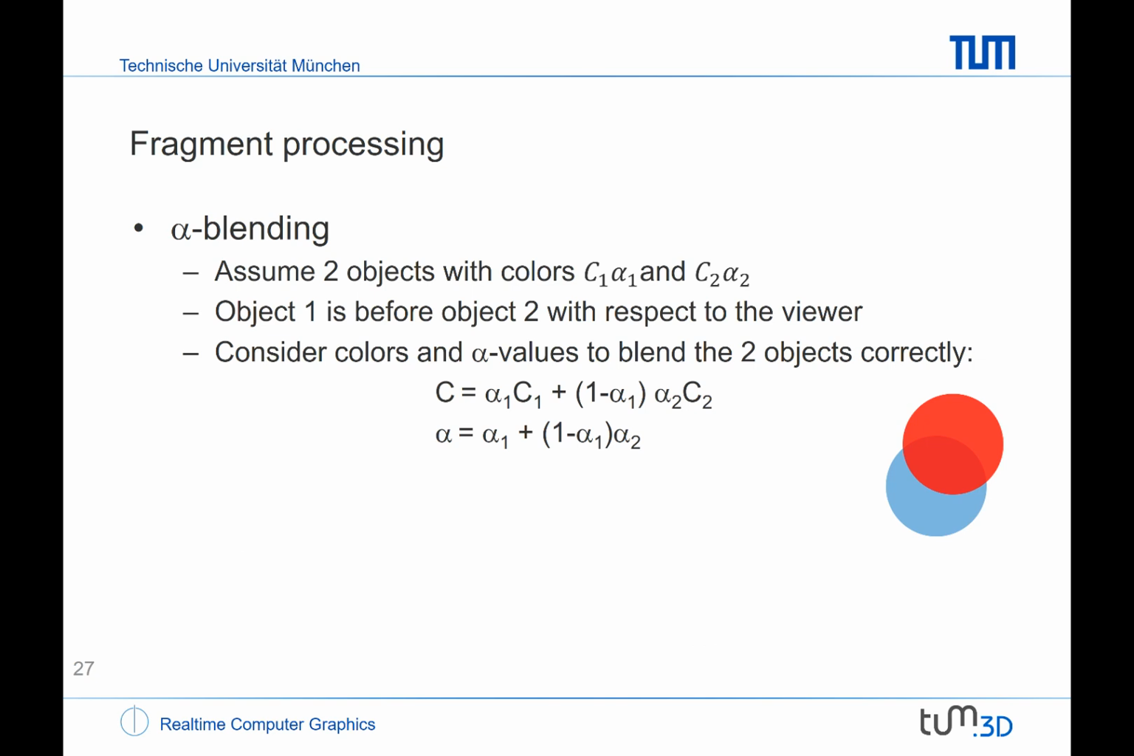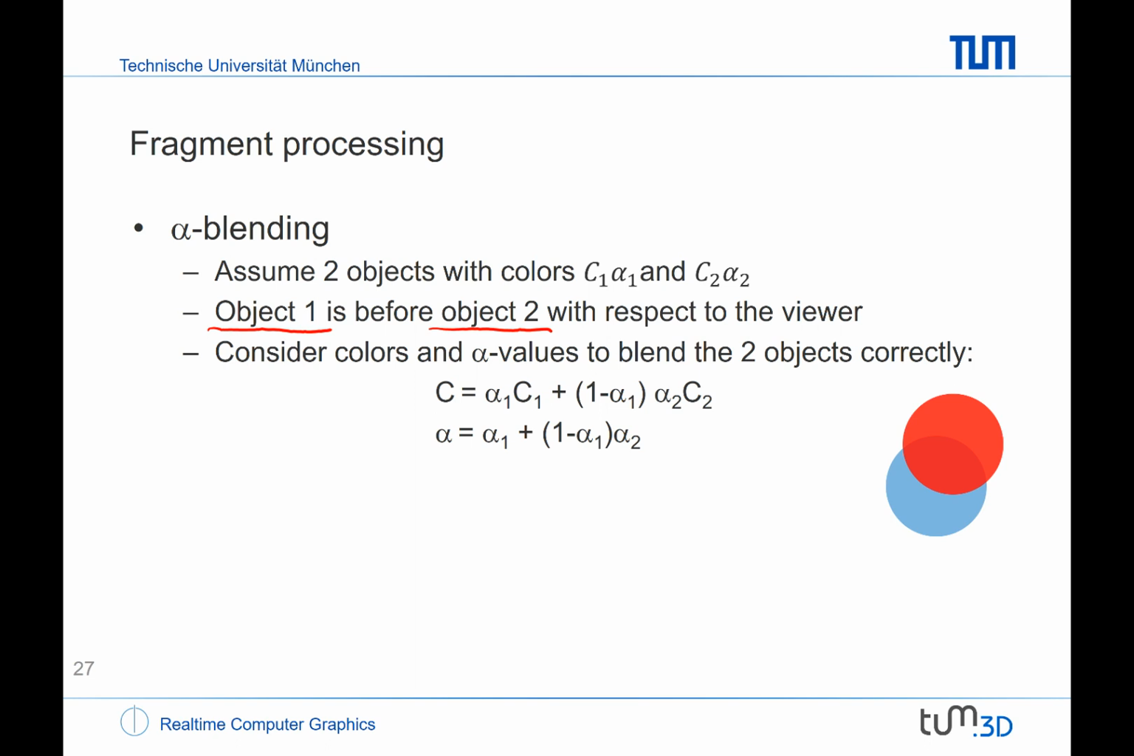So now, how does alpha blending work? If we have two objects with different colors and different opacities, we have to think about how we actually blend the two colors to a final color, by taking into account the two colors and their opacities. Let us assume that we have two objects, the first object with color 1 and alpha 1, and the second object with color 2 and alpha 2. And we assume that object 1 is before object 2, with respect to the viewer. Now we consider the colors and the alpha values to blend the two objects correctly.